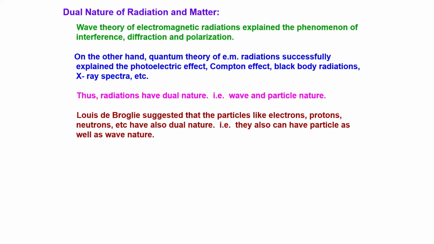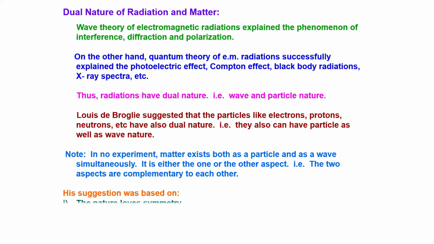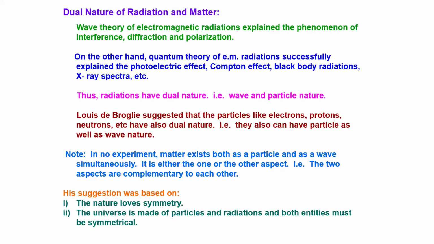So now we are moving on to the next one. Now we are going to study the dual nature of radiation and matter. The wave theory of electromagnetic radiation explains the phenomena of interference, diffraction, and polarization. On the other hand, the quantum theory of electromagnetic radiation successfully explains the photoelectric effect, Compton effect, black body radiation, and X-ray spectra. Thus, radiation has a dual nature, that means it has wave and particle nature.